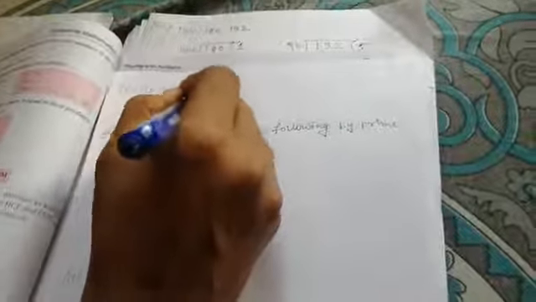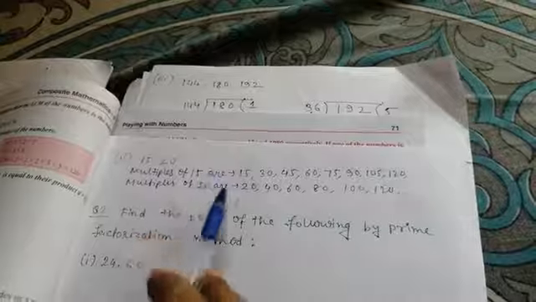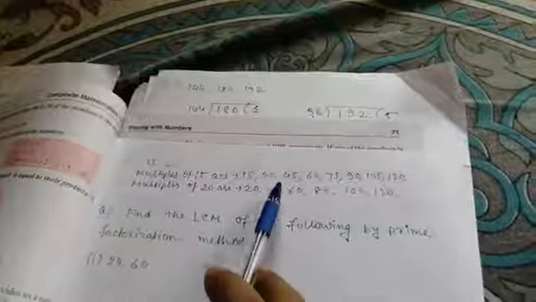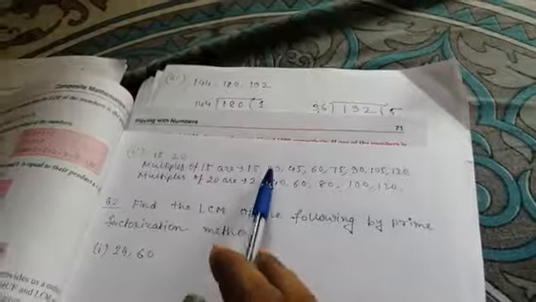of 15. The multiples of 15 are 15, 30. Now these are the multiples of 15 and 20, written already. Now I have to see which are the common multiples.